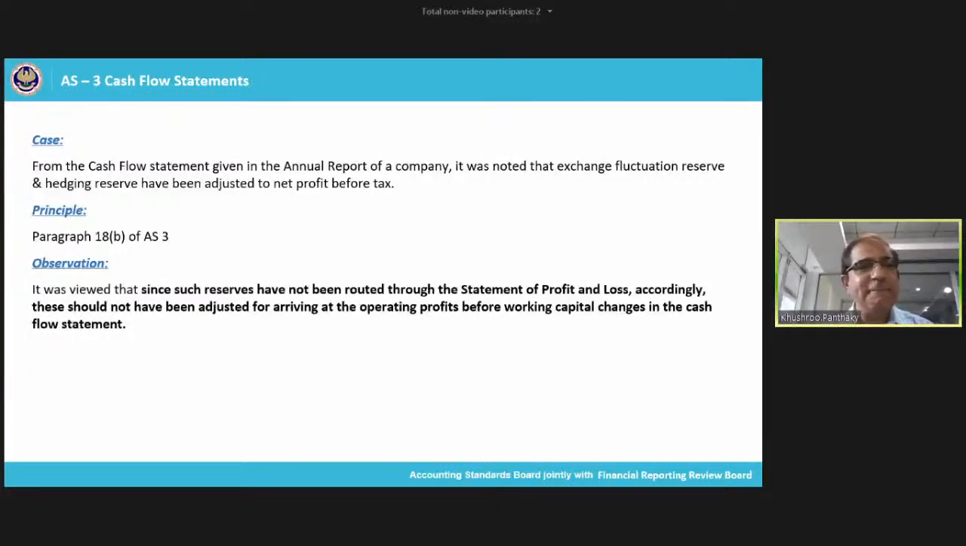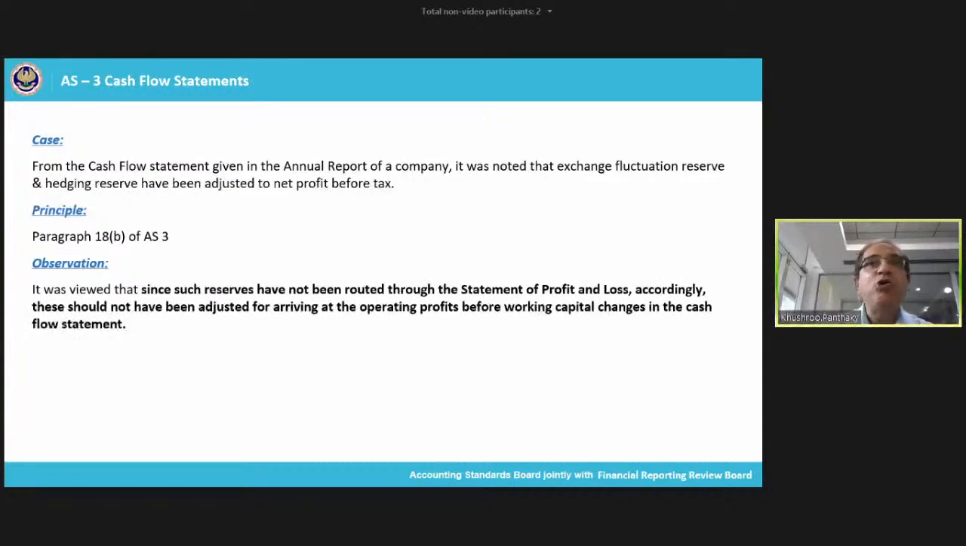Going to the next question again. From the cash flow statement given in the annual report of a company, it was noted that the exchange fluctuation reserve and the hedging reserve have been adjusted to the net profit before tax. Look at it over here. These reserves, which are in the nature of exchange fluctuation and hedging, have not been routed through your statement of P&L account. They have not gone through your statement of P&L account.